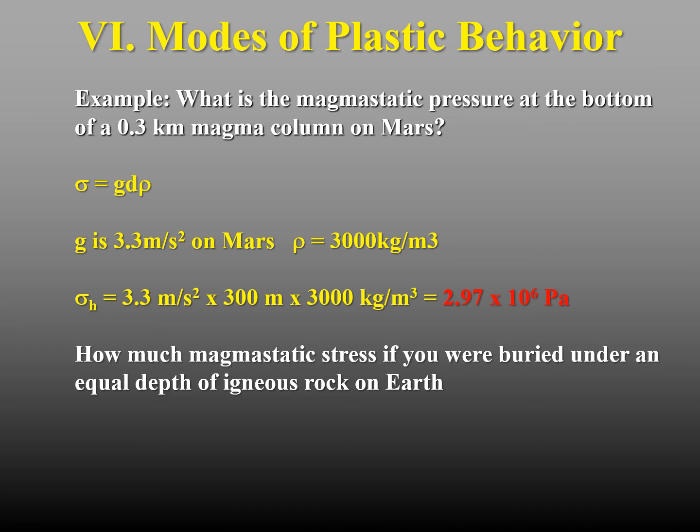So how much magmastatic stress if you were buried under an equal depth of igneous, in this case magma, on Earth? What's the only thing that's going to change? Depth is the same. You don't change the density. You would just change the gravity to 9.8. So it's going to be roughly 3 times higher. 8.8-ish times 10 to the 6th.